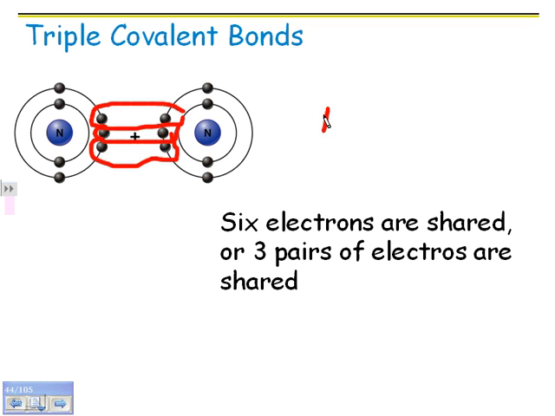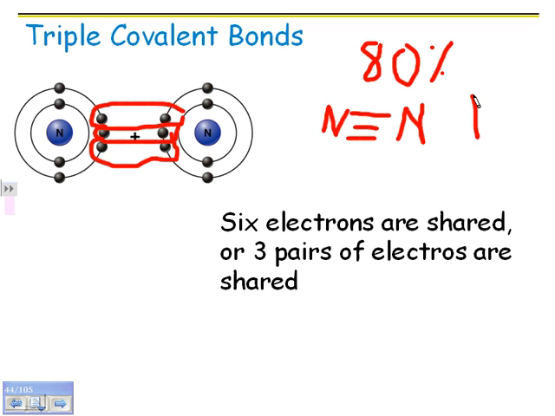So the way we draw that, sort of the shorthand form, is nitrogen is forming a triple covalent bond with another nitrogen. And this is what's in the atmosphere. About 80% of the atmosphere, maybe not quite, but almost 80% of the atmosphere is this. It's nitrogen, which is N2, and it's the most common gas in the atmosphere. And it's got a triple covalent bond. Very, very strong.